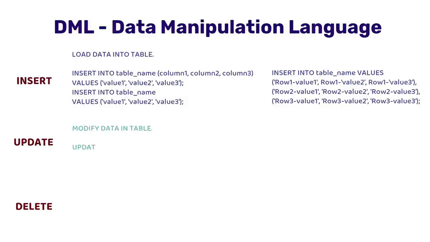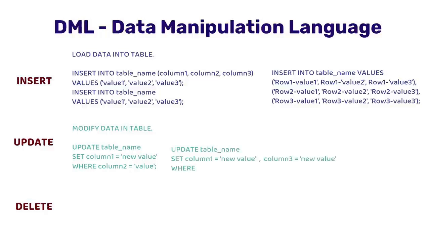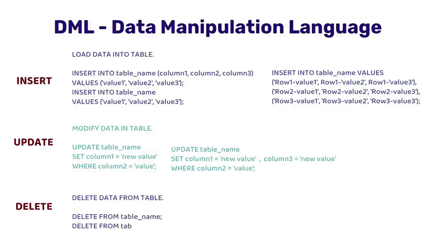Update. Update command is used to modify the data in the table. The syntax can be like update table name followed by set clause followed by the column which needs to be updated, and then finally mentioning the where condition to specify the row or records which needs to be updated. We can also update multiple columns at once. Delete command will remove the data from a table. If you want to delete all records from the table, then mention the delete statement without the where condition. Else mention the where condition to specify the exact records to be deleted.